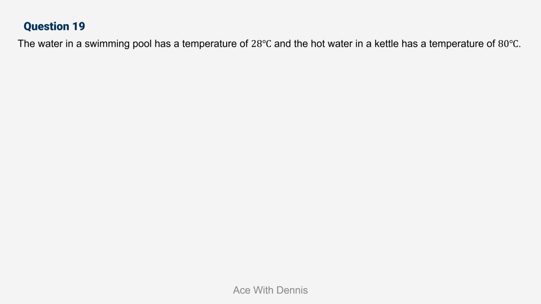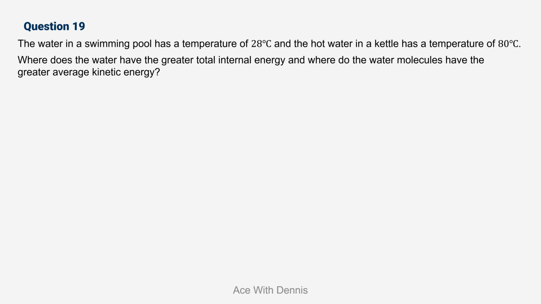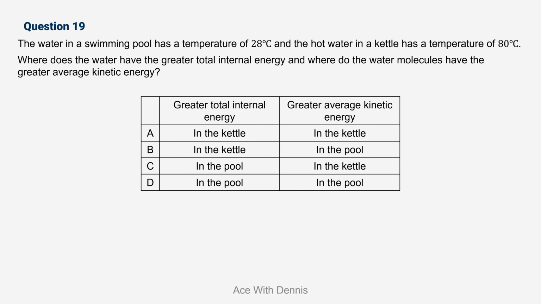Question 19. The water in a swimming pool has a temperature of 28 degrees Celsius and the hot water in a kettle has a temperature of 80 degrees Celsius. Where does the water have the greater total internal energy, and where do the water molecules have the greater average kinetic energy? Here are a few options. The first column is the greater total internal energy, and the second column is the greater average kinetic energy. Option A, in a kettle and in a kettle. Option B, in a kettle, in a pool. Option C, in the pool, in a kettle. Or option D, in the pool and in the pool.